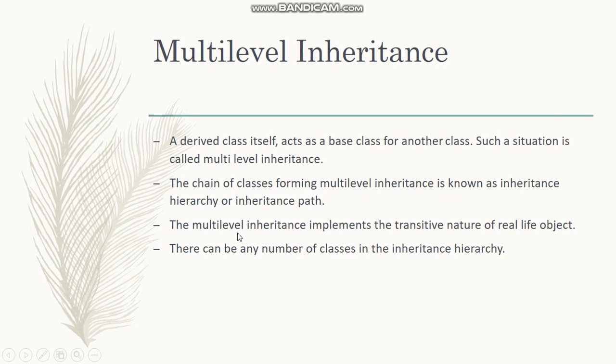The next topic is multi-level inheritance. The derived class itself acts as a base class for another class. Such a situation is called multi-level inheritance. The chain of classes forming multi-level inheritance is known as inheritance hierarchy or inheritance path. The multi-level inheritance implements the transitive nature of real-life objects. There can be any number of classes in the inheritance hierarchy.